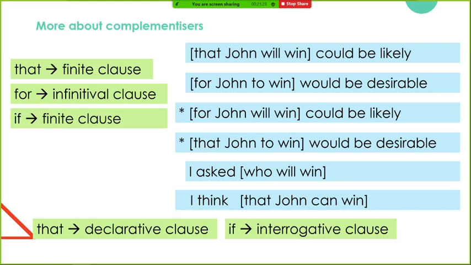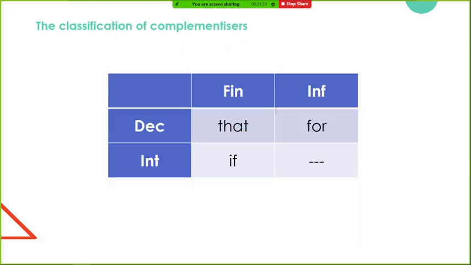So there's a two-way distinction between complementizers and the clauses that they introduce. We can see that by looking at this table here. We've got on the one axis the distinction between finite and infinitival clause complements, and on the other axis the difference between a declarative and an interrogative type complement. Okay, that is the kind of complementizer that introduces a finite declarative clause. For is the kind of complementizer that introduces infinitival declarative clauses. And if introduces finite interrogative clauses.